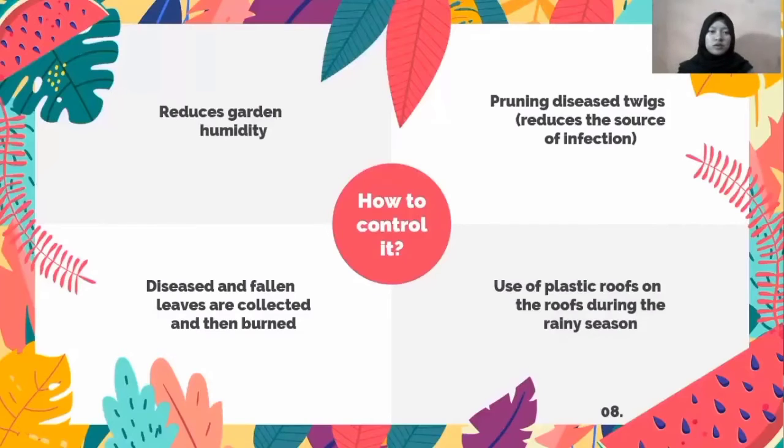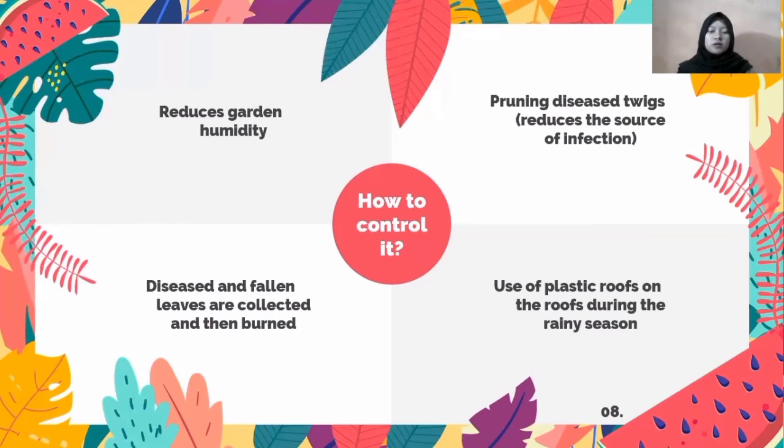And how to control downy mildew disease? First, we can reduce garden humidity because the fungus really likes humidity in the plantation, so we can reduce it by pruning the leaves or branches so the canopy of the plant is not too thick. Second, burning these twigs can reduce the source of infection and the spread of pathogens to other healthy plants. Third, fallen leaves are collected and then burned. It's also the same as point number two.